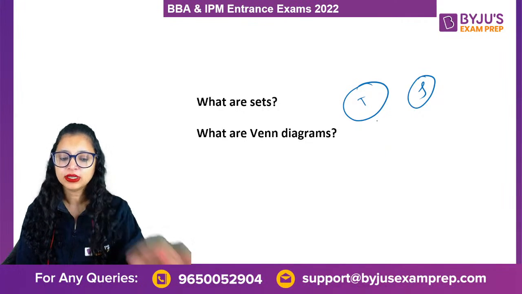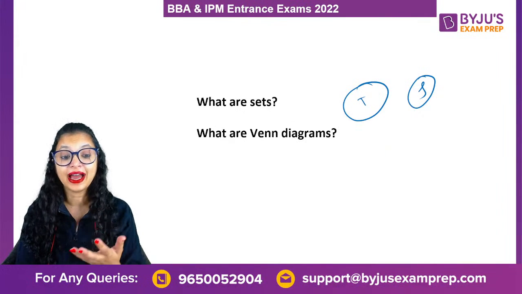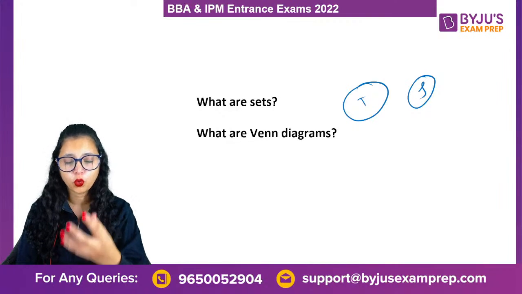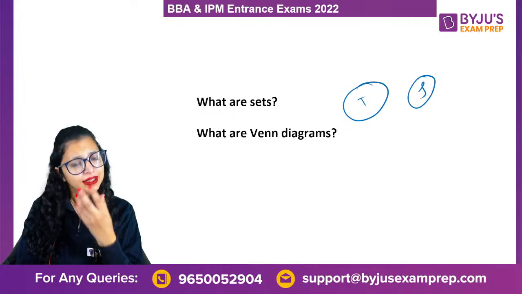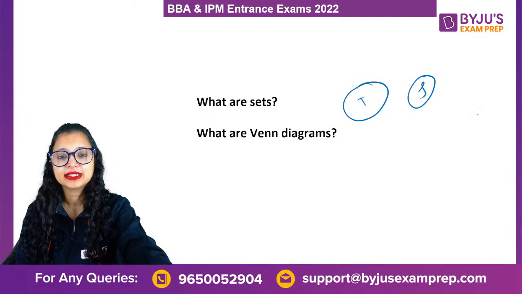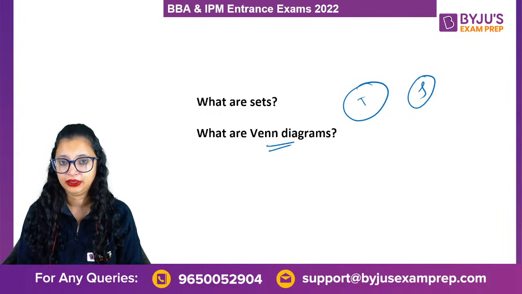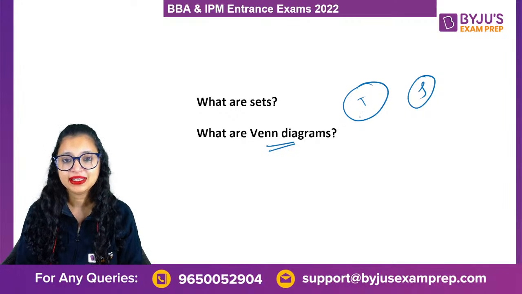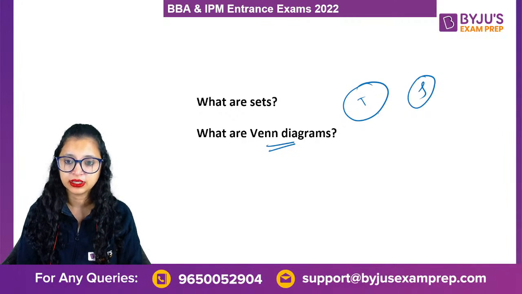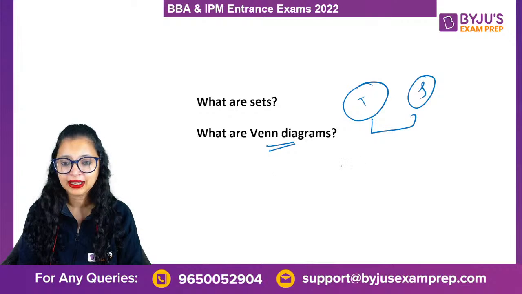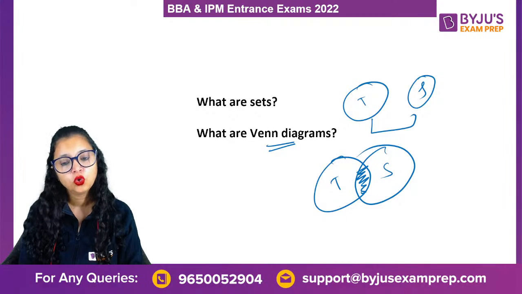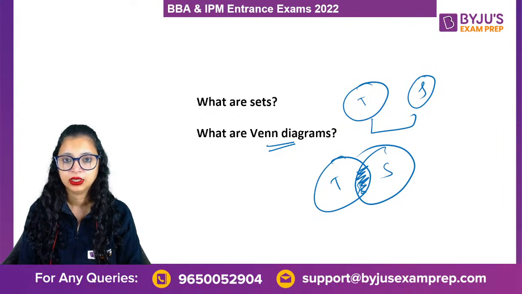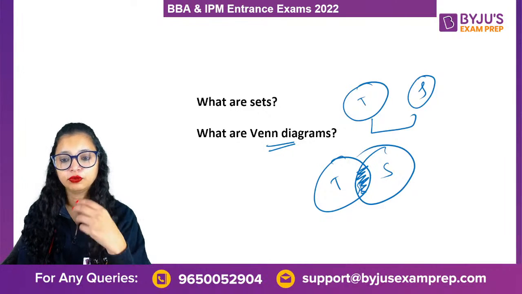And when we draw a circle as a diagrammatic representation of what we are going to be seeing as a set, that diagrammatic representation is termed as a Venn diagram. Okay, so if I say some teachers are students, the Venn diagram is going to be like this. Some teachers are students. This is some teachers who also are students, this shaded part. So that's how you draw a Venn diagram.